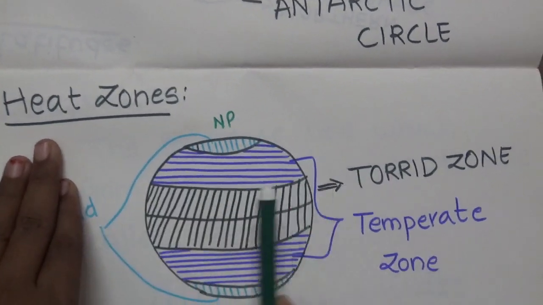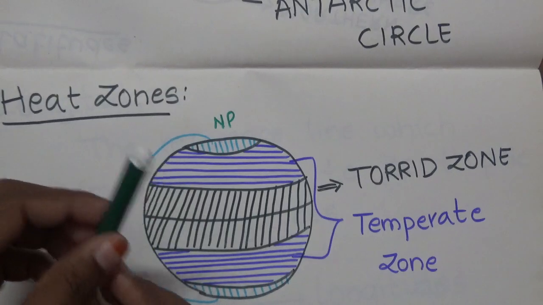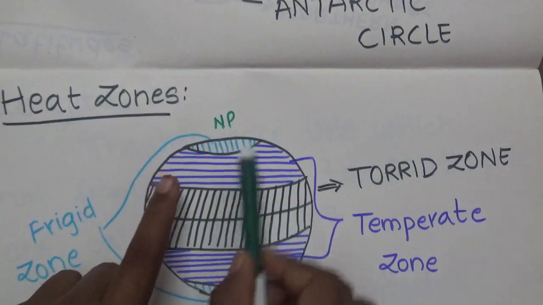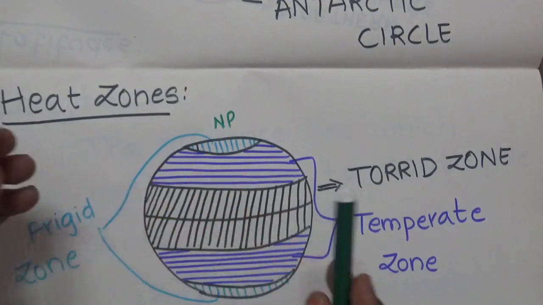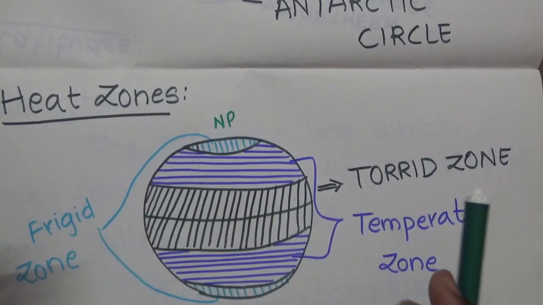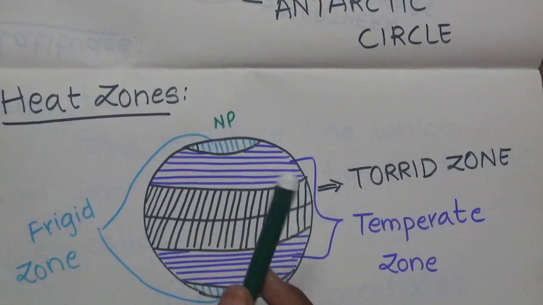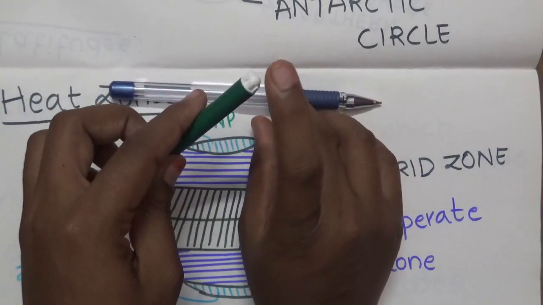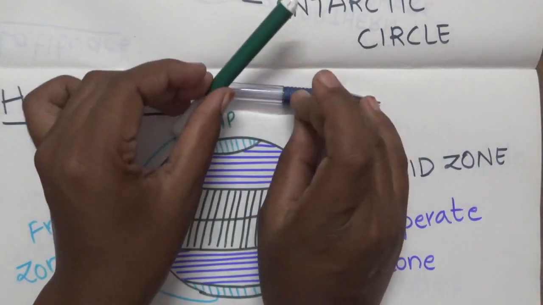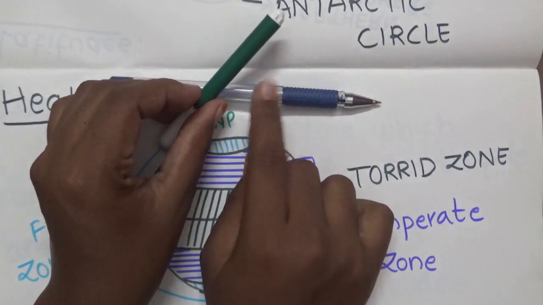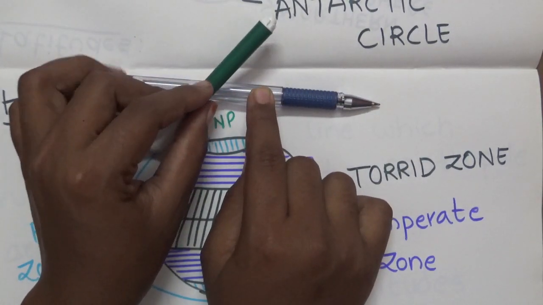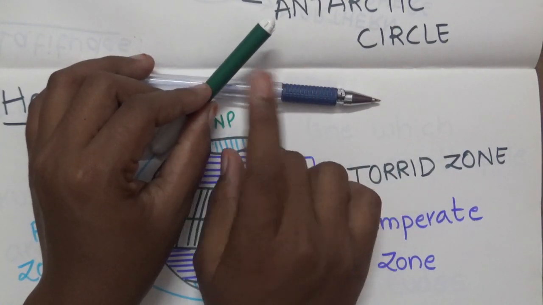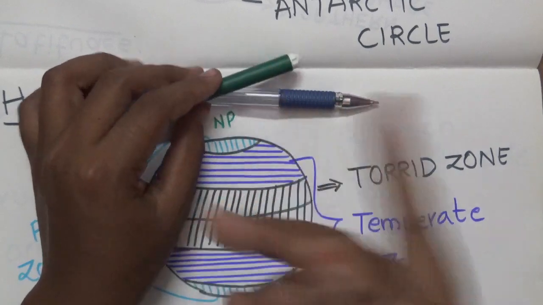See, the earth revolves slanting at a 66.5 degree angle from its orbital plane. If the earth's orbit is like this, and consider this as the North Pole and this as the South Pole, it revolves like this. This is the earth's orbit, and it bends like this, and this angle is 66.5 degrees. I hope you understood this. This I will tell you in the next class.